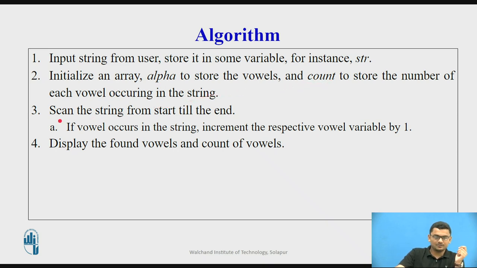Now, as earlier, we will scan the string from start till end. And if a vowel occurs, that is any character from A, E, I, O, U occurs, we will increment the respective vowel variable by 1. And we will do it till we reach the end of the string. And once it is done, we will display the found vowels only and the count of the vowels. Now I shall switch my screen and we shall see how the problem is to be solved.